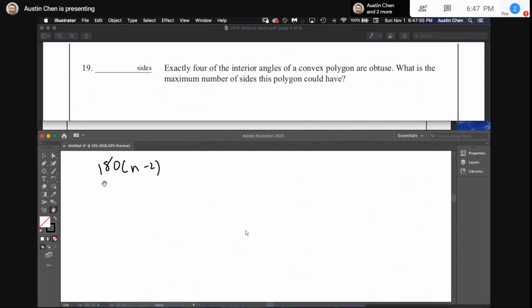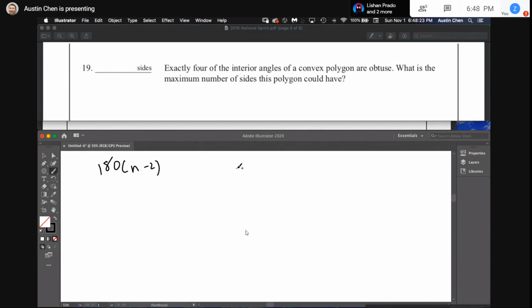So thinking of it with our interior angles, if we want to maximize n, then we also want to maximize the sum of the polygon's interior angles, right? And how could we do that? Well, we know 4 of the angles in the convex polygon are obtuse, okay? And again, we want to maximize the sum of all the angles, right? So we want to maximize these obtuse angles.